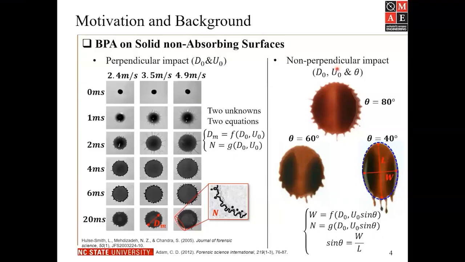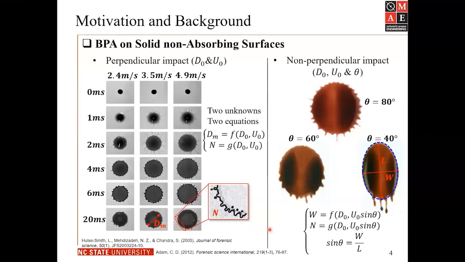On the other hand, if we have a non-perpendicular impact, for example with a certain impact angle, we have another piece of information we can find from the scene, which is the shape of the stain. So basically, we have three equations and three unknowns, so the problem is also solvable.